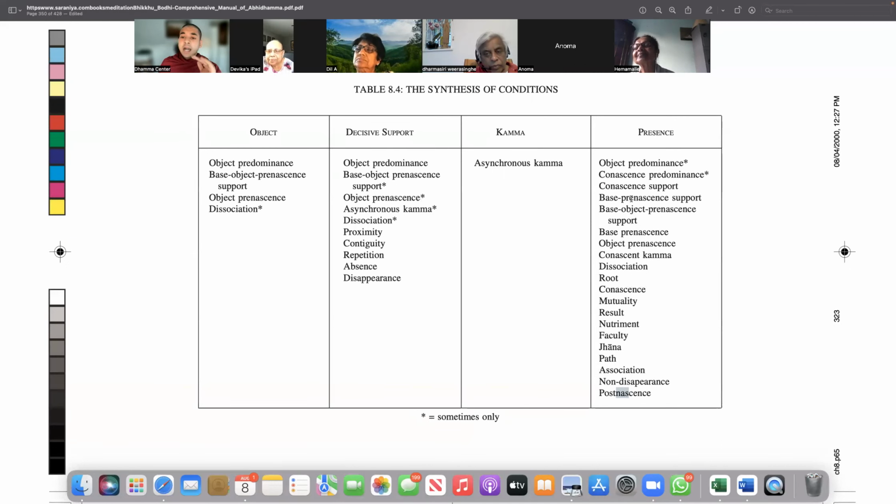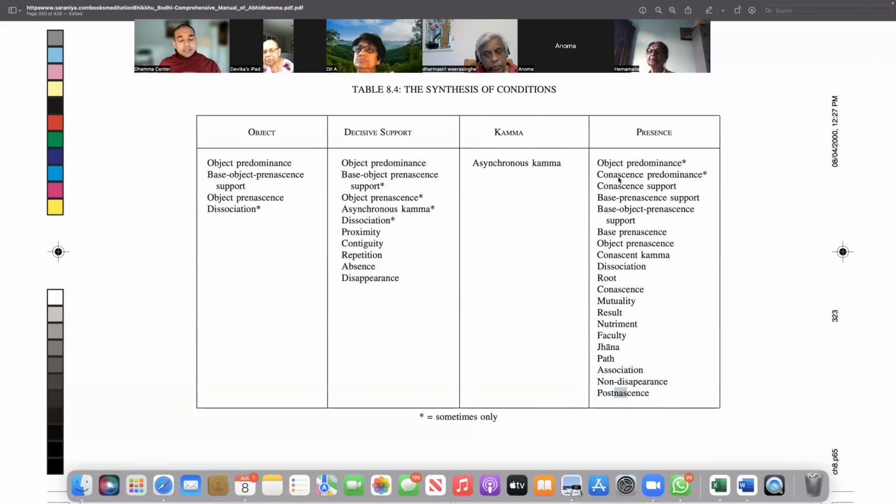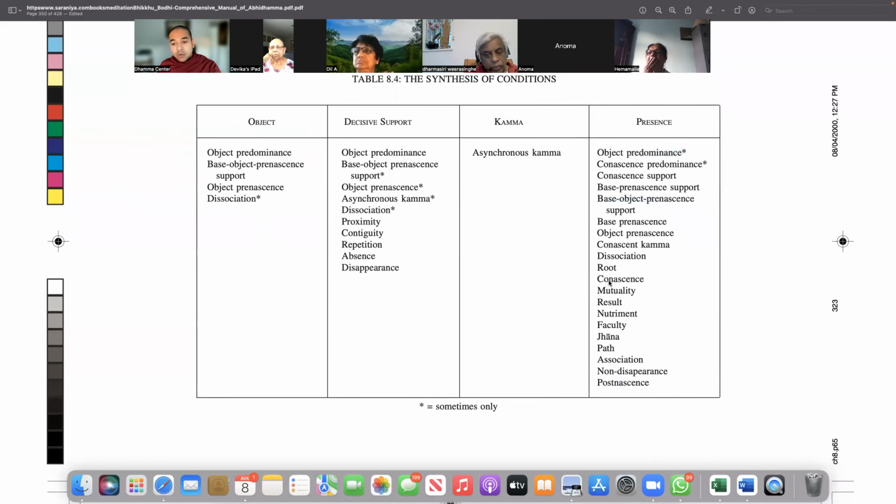Right? Now, with all of these, object, connascence, these words, because there are so many, just forget these first 5 because they are subsets. Even if you look at root, hetu, arammana, sahajata, anyamanya, vipaka, these ones, which make more clear sense to us, if you think about it, they have to fulfill a key function: they have to support, or be present in their state of presence. It supports the arising and the persistence of the conditioned state.